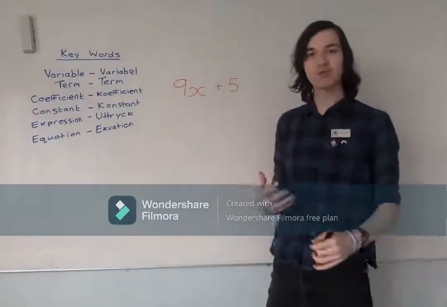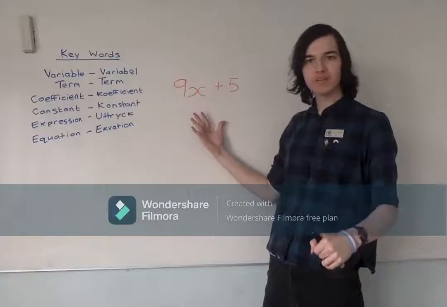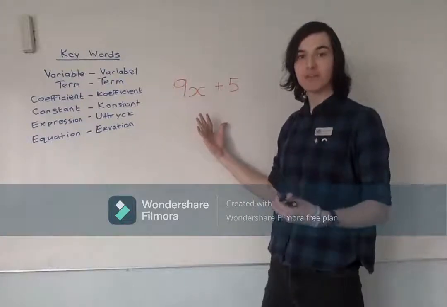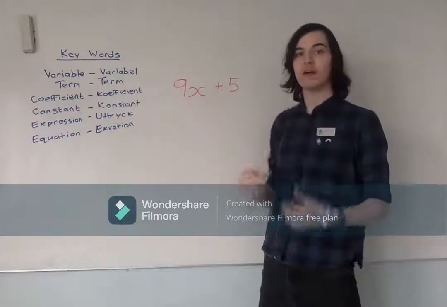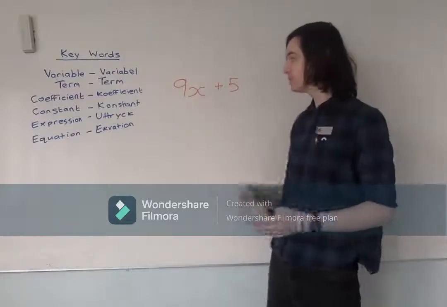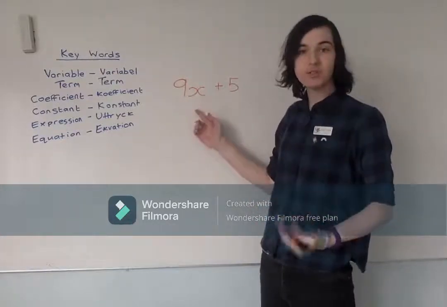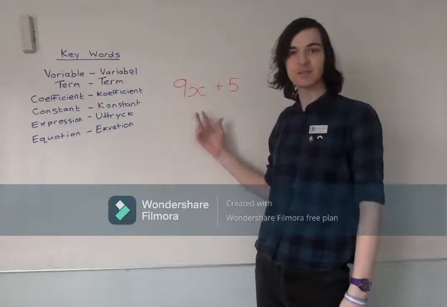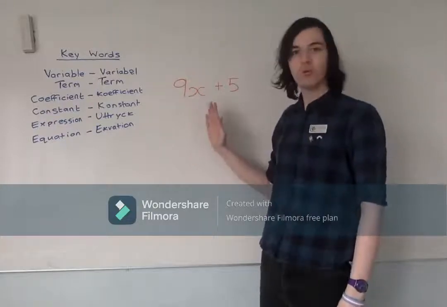So let's go through these, and I've got an example on the board here of what we call an algebraic expression. Now, why is it algebraic? Because we've got an unknown there. We don't know this x. It's a letter and there's a bunch of numbers. Ew. So we're going to deal with that.